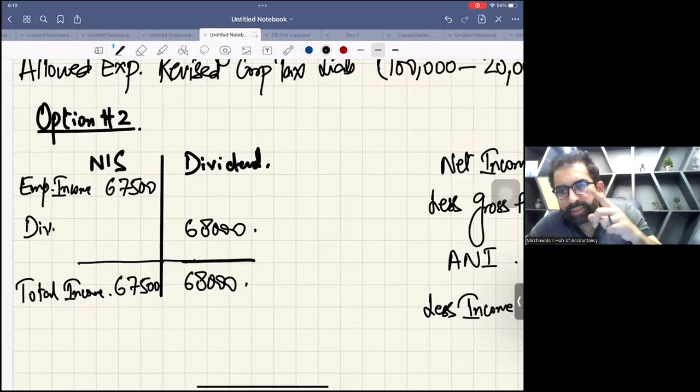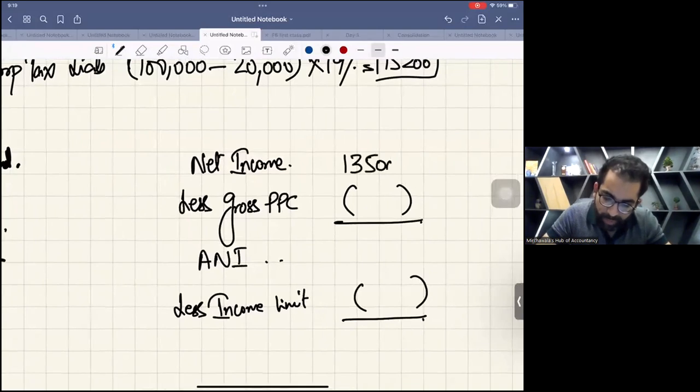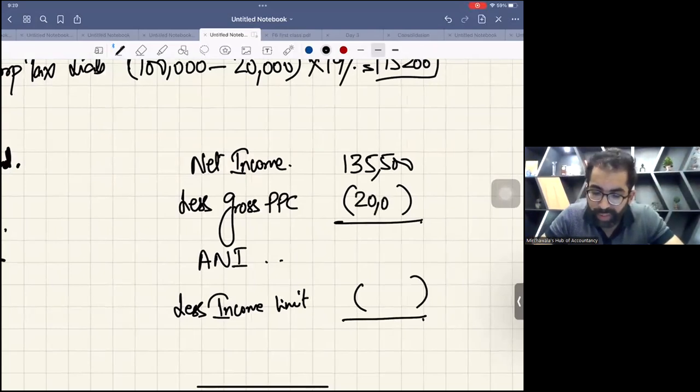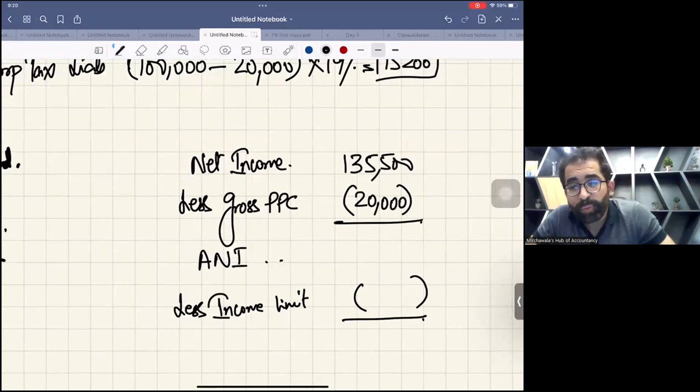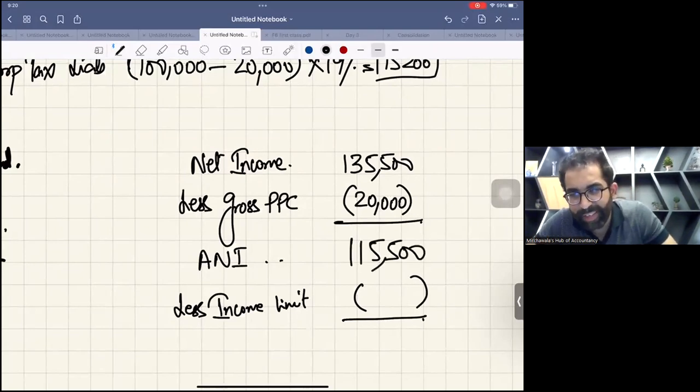Now add these two. You will go to the side working for ANI. 68 plus 67 is how much? 135,500. See, the side working is 135,500. In order to calculate ANI, you need to deduct two things. One is gross gift aid, which is not available in the question. But yes, there is a gross PPC of 20,000. My dear students, hope you remember this. So it will be 115,500. Your ANI is 115,500.